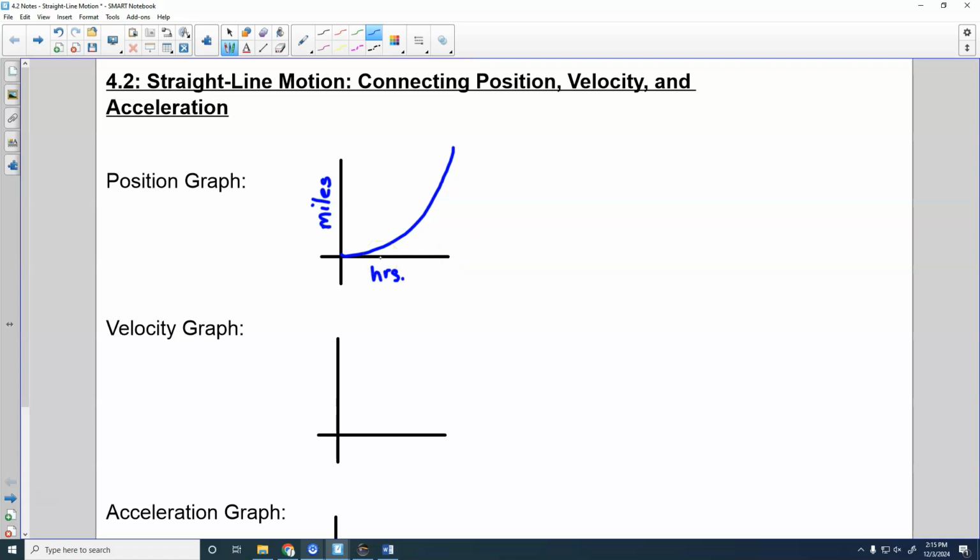If we take the derivative of this, then this stays hours, but what are the units for my vertical axis here? Miles per hour, right? Which is velocity. Velocity is different than speed, right? What's the difference between velocity and speed? Okay, very good.